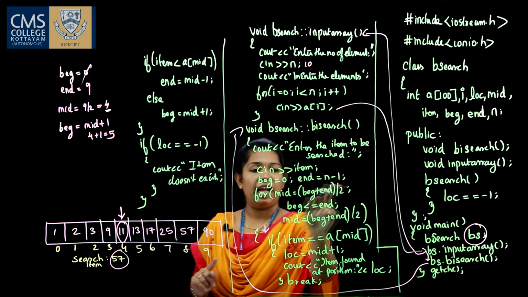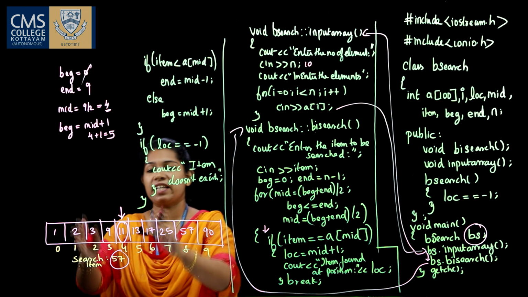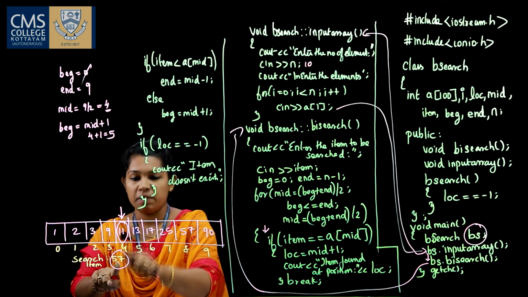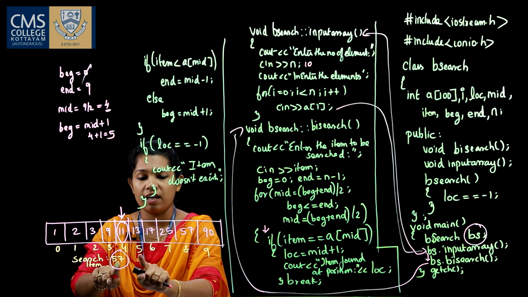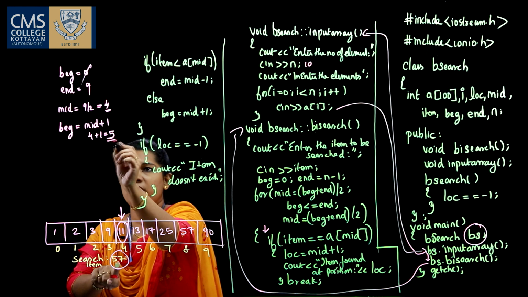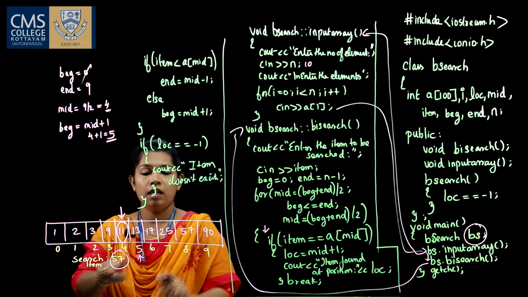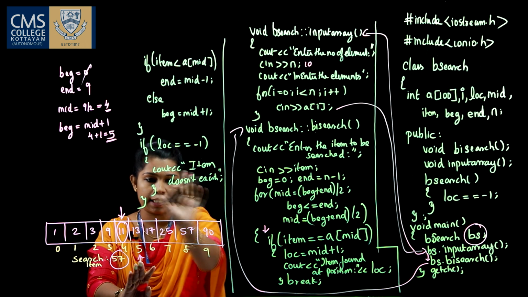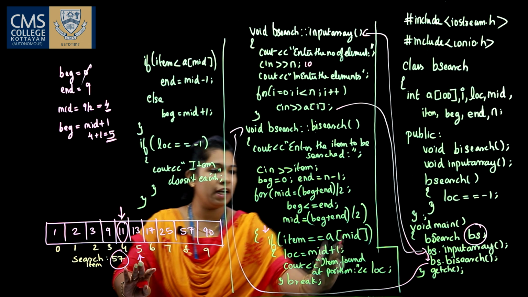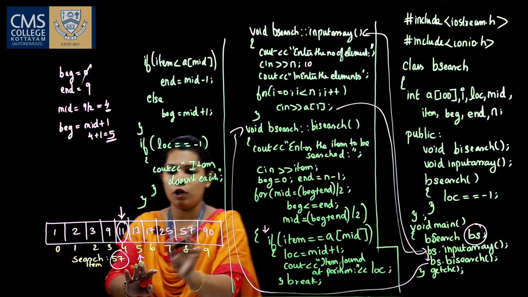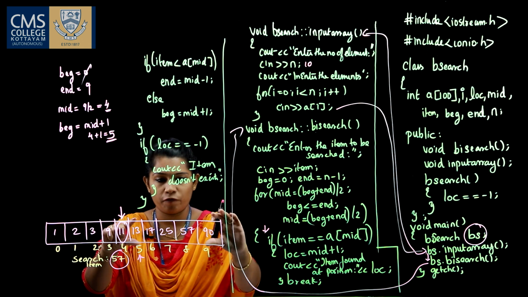So in the for loop, that means I have decided that my search item is greater than this mid position. So I have changed the start index to 5. See, now beginning is 5. Now I have to search only in this portion of the list, the second half of the list. So I will update the mid position. I have to again find the mid position of this part.